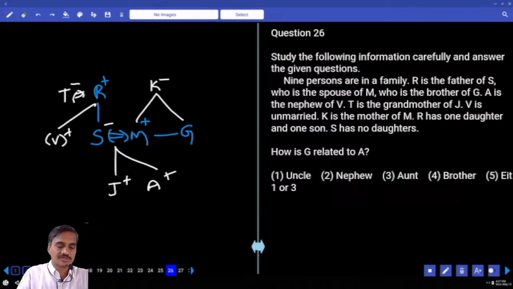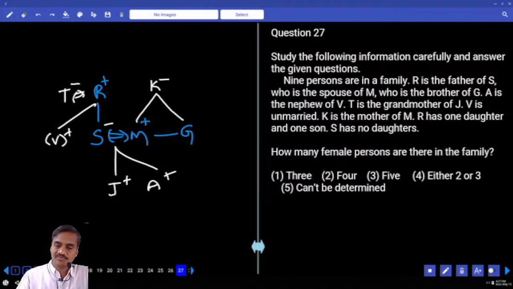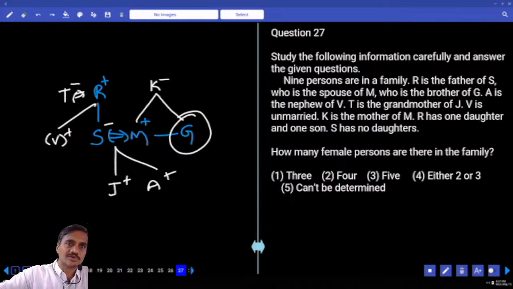And how is G related to A? The gender of A is not known. Father's brother or sister. Brother means uncle, sister means aunt. Hence either uncle or aunt, choice 3 for question 26. And how many female persons are there in the family? The gender of G is not known. Apart from G, there are 3 females. So the answer could be either 3 or 4, which cannot be determined, choice.